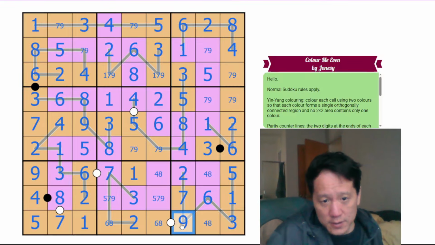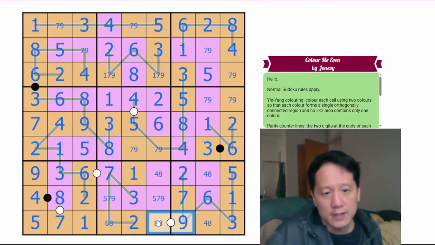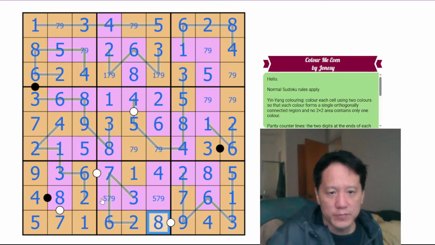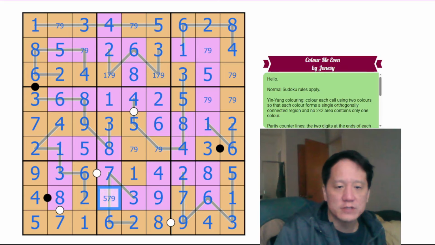So this is consecutive only with 9, is 8. So this is 8, this is 6, this is 4, this is 8, which makes this 4. And the rest is normal Sudoku. This can't be 7 either case. This can't be 5 because of 5 in the column. So this is 9, which makes this 5.